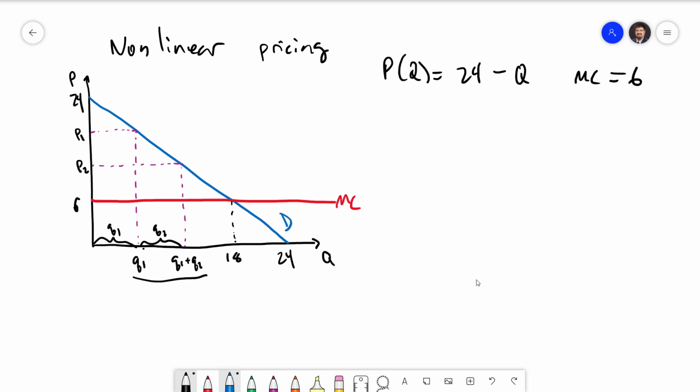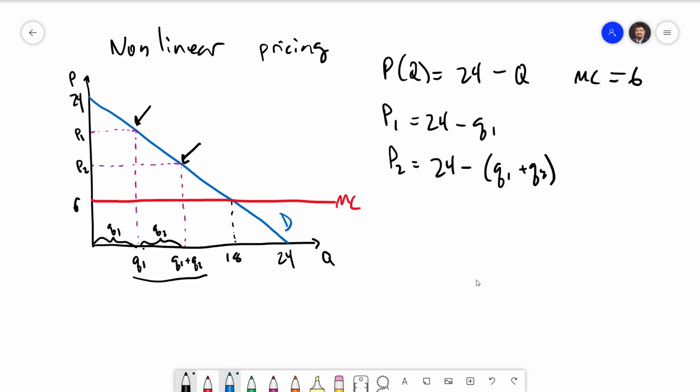We can plug our Q1 and Q2 into our inverse demand function to figure out the prices for each chunk of units. So P1 is going to be 24 minus Q1, by just plugging Q1 into our demand function to find that point. P2 requires us to subtract Q1 plus Q2. It's tempting to just put Q2 into there, but that's not going to work because once we get to P2, we've already sold Q1 units. And so we need to be right at this point right here. So we need Q1 plus Q2. I'm going to multiply that out to get 24 minus Q1 minus Q2.